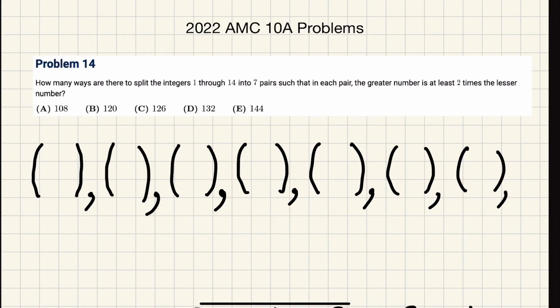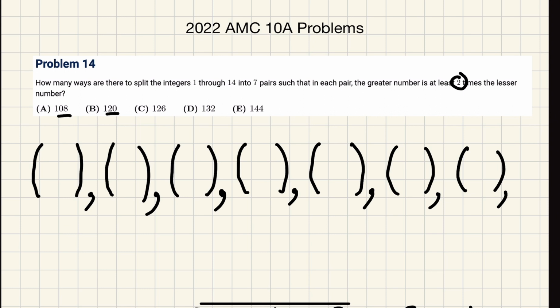Hello again, everybody. Today we're going to look at this question from the 2022 AMC 10A, and this is problem number 14. How many ways are there to split the integers 1 through 14 into 7 pairs such that each pair's greater number is at least 2 times the lesser number?